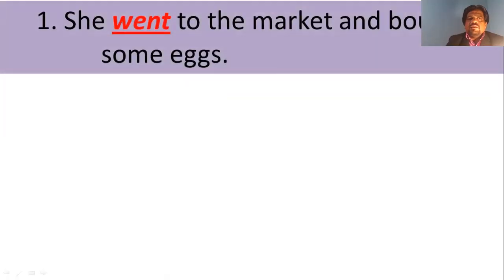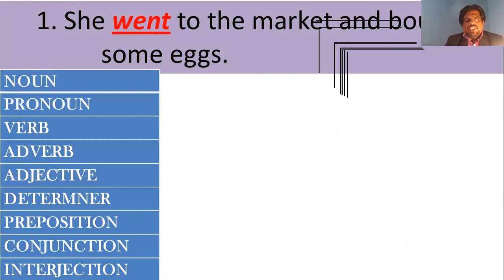The first sentence: She went to the market and bought some eggs. The word went, which part of speech could it be? Let us check whether it is a noun, pronoun, verb, adverb, adjective, or determiner. Let us just cross verify them.